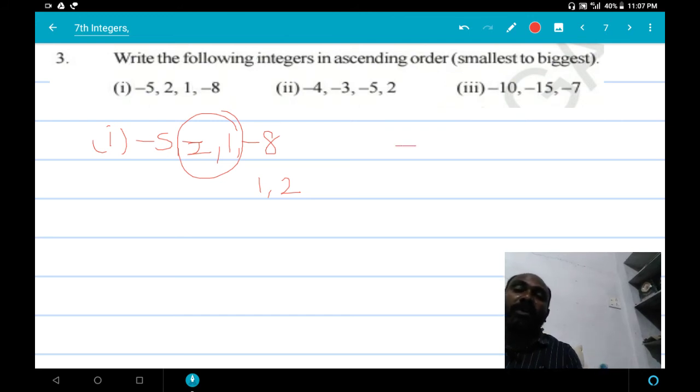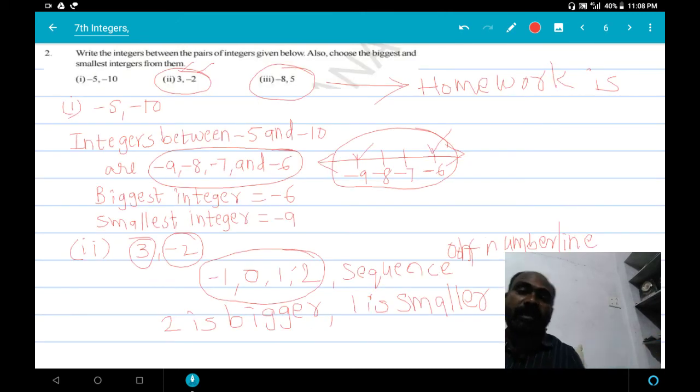But a small doubt is there. Between minus 5 and minus 8, which is smaller and which is bigger? Here we know minus 5 and minus 10, which is bigger? We don't know here. But from this, minus 9 and minus 6 are there.